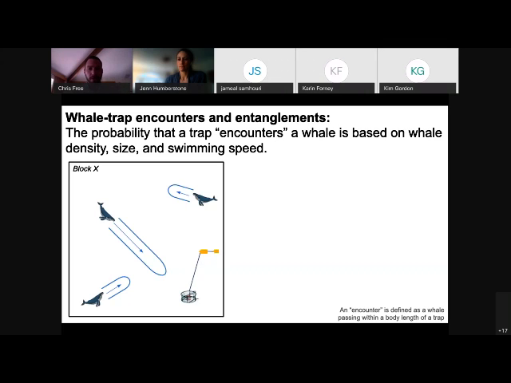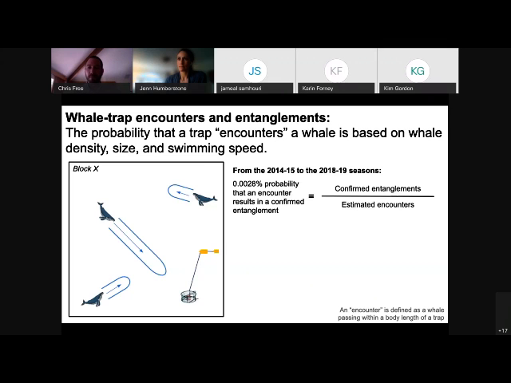And then we're able to use that to reconstruct the number of historical encounters that have occurred over the last 5 years, and compare that to the number of confirmed entanglements, and calculate a probability that an encounter leads to a confirmed entanglement. This becomes a way in our model of not only measuring the number of encounters, but measuring the number of potential entanglements as well.